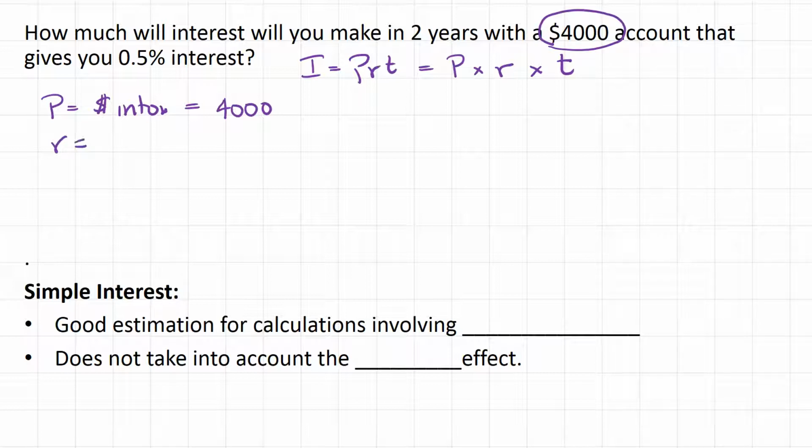The interest rate is 0.5%. But what's really important is I have to change this percentage, get rid of that percentage sign, by changing it into a decimal. So it means 0.5 divided by 100, which is 0.005. And this is the number that I have to use in my calculation. This is the most likely place students make mistakes, so maybe put a little star next to that in your notes to watch for that.